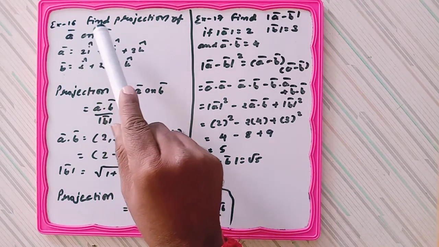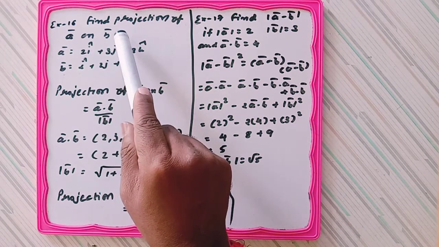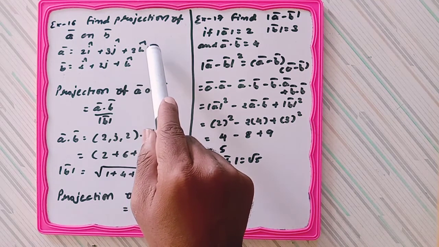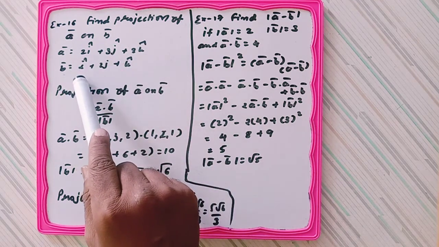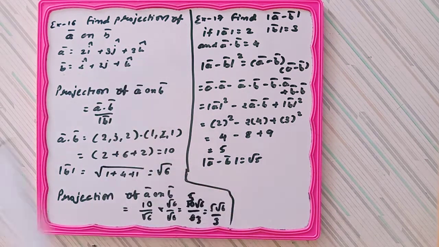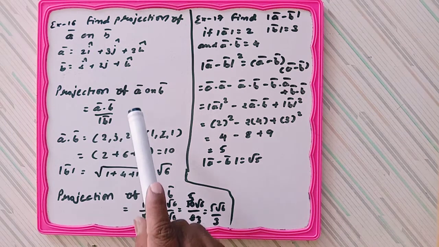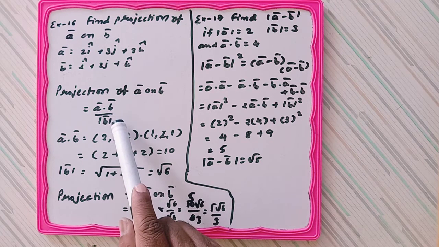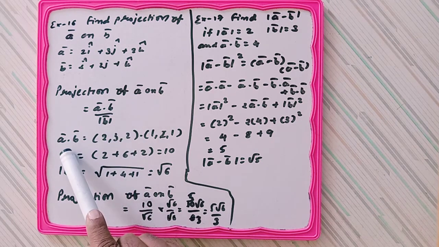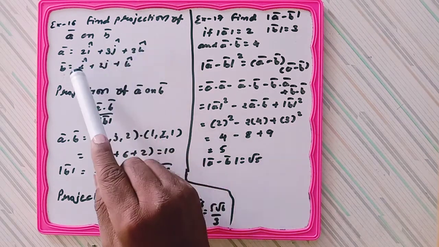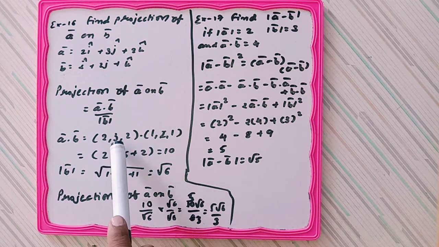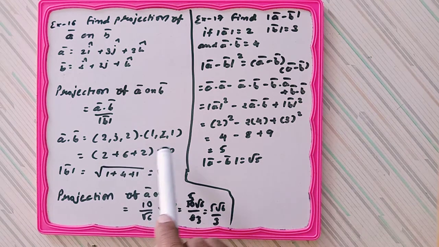Example 16, we have to find the projection of a bar on b bar, where a bar is 2i caret plus 3j caret plus 2k caret and b bar is i caret plus 2j caret plus k caret. So the projection of a bar on b bar is given by a bar dot b bar upon magnitude b bar. So we find a bar dot b bar: (2, 3, 2) dot (1, 2, 1). So it will be 2 ones are 2, plus 3 twos are 6, plus 2 ones are 2. And so 2 plus 2 is 4, plus 6 is 10.